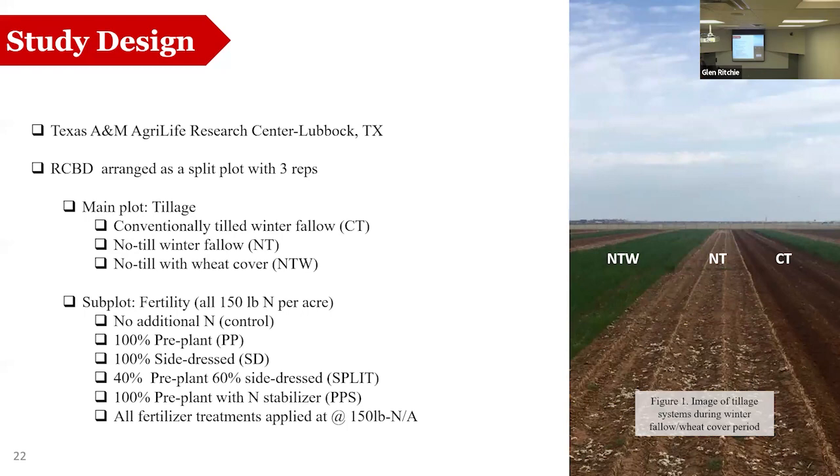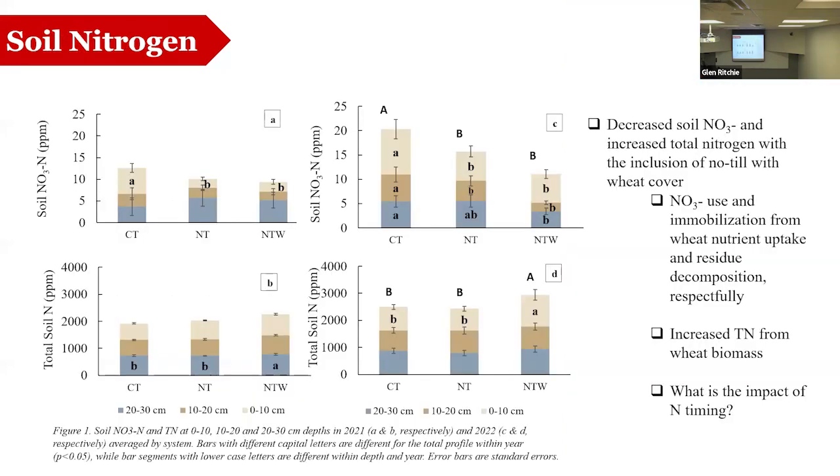We had a check with no nitrogen added, 100% added pre-plant, 100% added side dressed in season. And then we had a split, 40% pre-plant, 60% in season. And then we had 100% pre-plant with the nitrogen stabilizers. And as I said, all of them were applied at 150 pounds of nitrogen per acre. First thing we'll look at is going to be our soil nitrogen data.